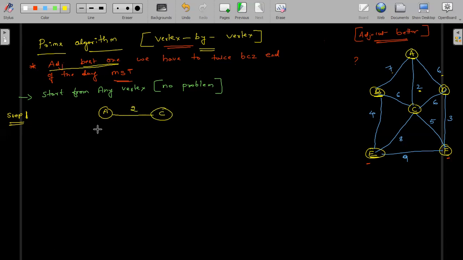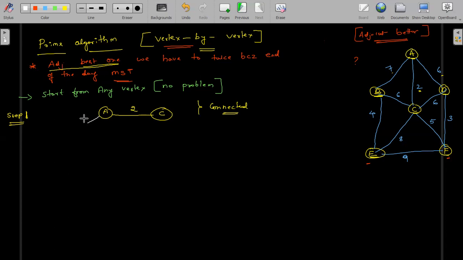Everybody got it? So the weight is 2. Clear now? This is connected right now. This is the step one we have to do, nothing but A. See here, everybody observe. For A, and again, next step, what are you going to do?